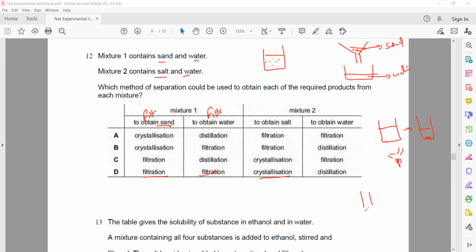How can distillation be used? If we have a salt solution, we supply heat energy, the water will escape, and we will use a condenser here to collect the water. So this is called distillation. That's why D is the right answer for question 12.